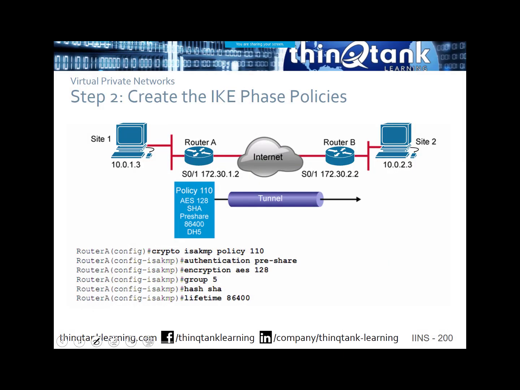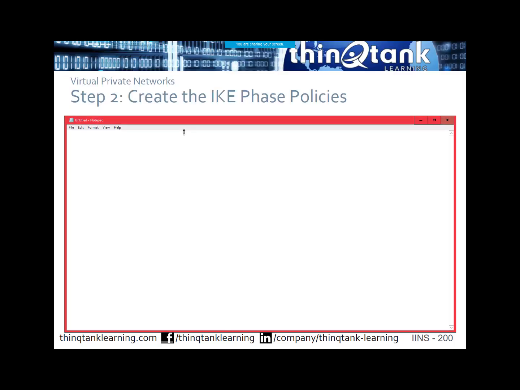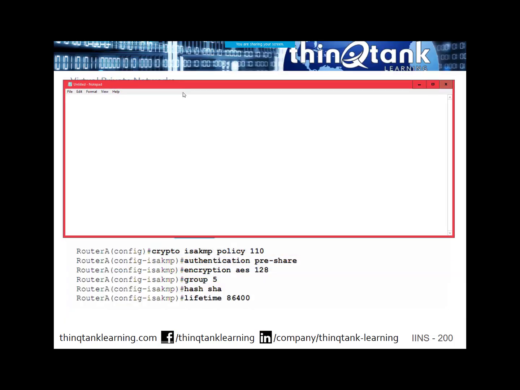All right, so the first step in setting up this configuration is to go ahead and establish your crypto ISAKMP policy. In this particular case, we're using a pre-shared key authentication method. We're going to use AES 128 encryption, Diffie-Hellman group 5, SHA for our message integrity, and we're going to specify a key lifetime of 86,400 seconds. So just to make this a little bit quicker, I'm just going to go ahead and take these commands and put them into Notepad.